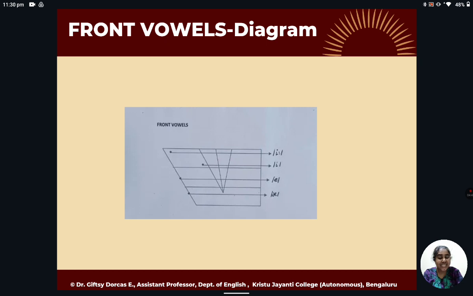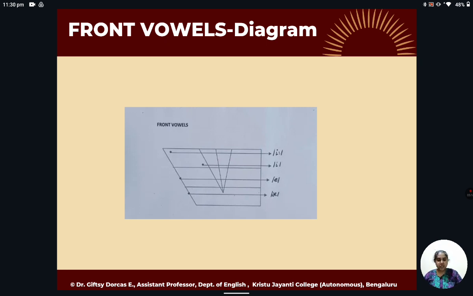They are the long E, that is I with a colon mark, that denotes the long E sound. Then you have the short E, which is represented with the I sound, the I, and then you also have the A, which is represented with E, and the air sound.